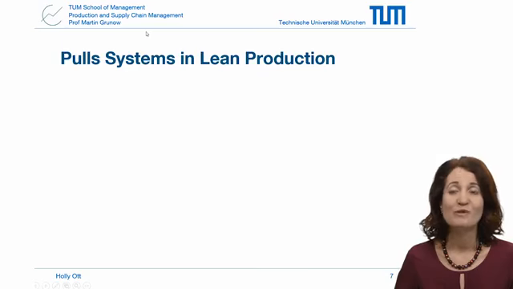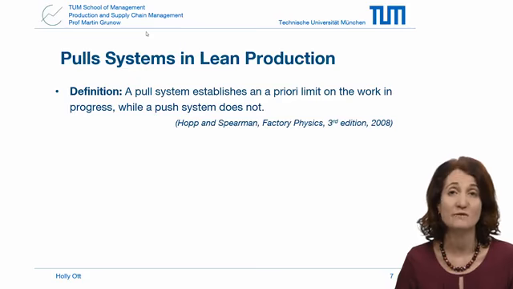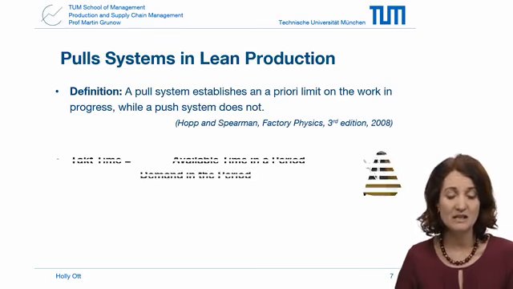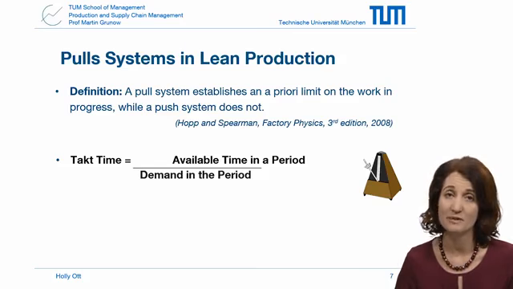For this course, we want to adapt our simple push-pull definition and use the definition from Hopp and Spearman, Factory Physics. And that is that the real difference between a push and pull system is that in push systems, there's no limit imposed on the downstream work in progress inventory, whereas in pull systems there is. And here the idea is that in a pull system, the production should follow the average demand given by our TACT, the available time in a period over the demand in a period.